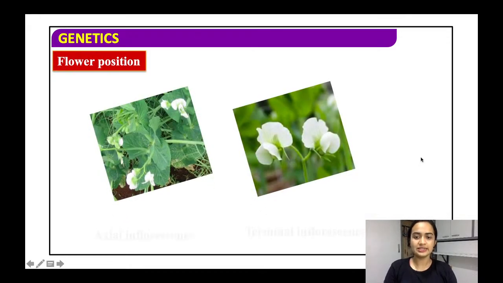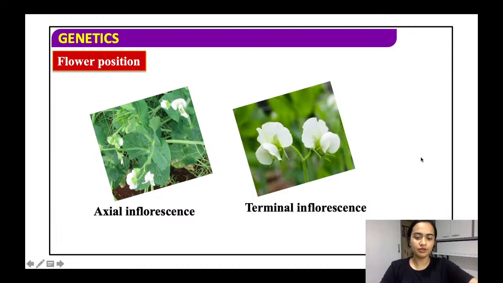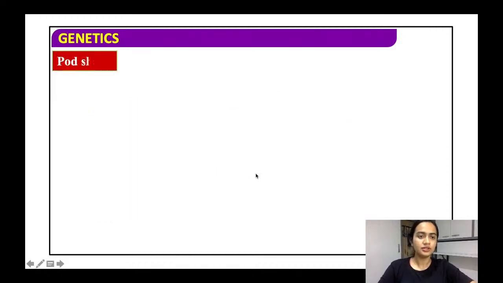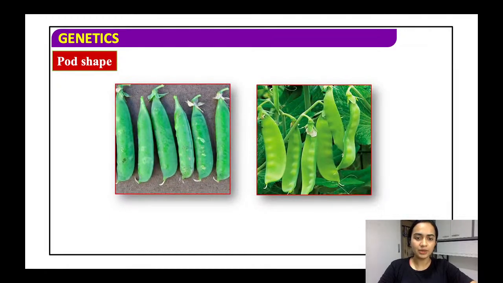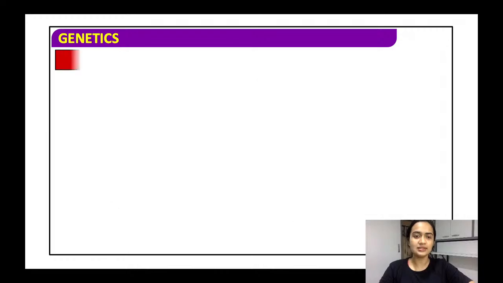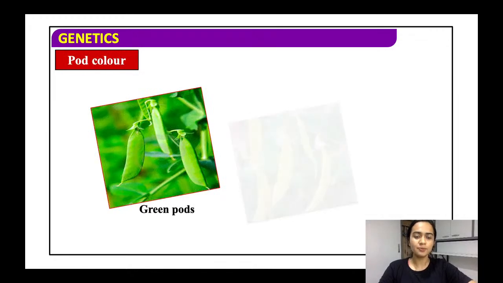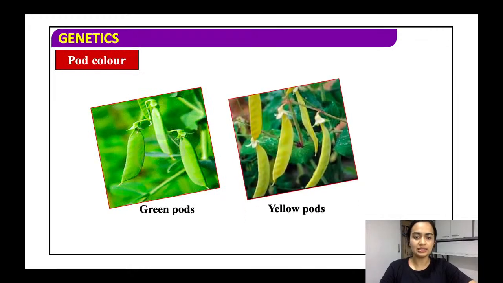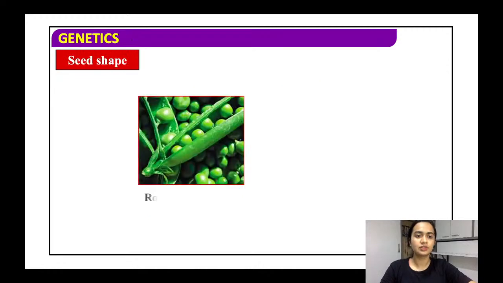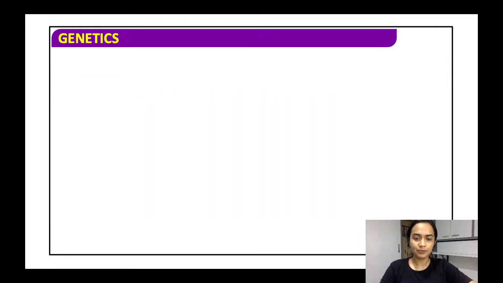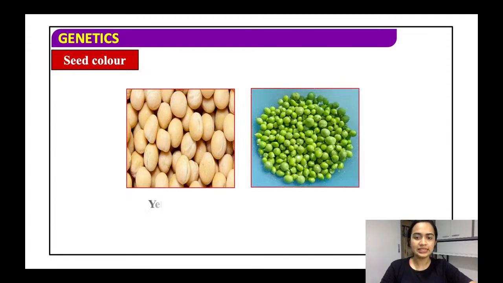Flower position: it is either axial inflorescence like this, in the axial terms, or it is terminal, at the end. Now the pod shape: as you can see, it is the inflated pod and the constricted pod. This is the pod color. These are the green and these are the yellow pods. Seed shape, seed color.